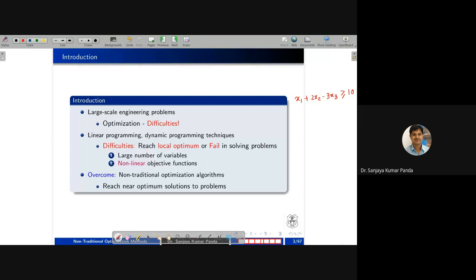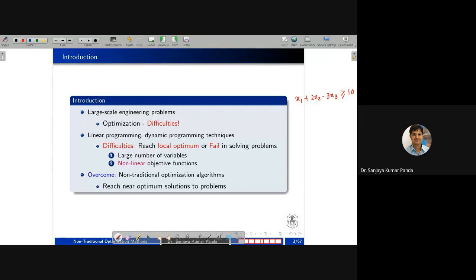But when you go for a large scale engineering problem, you will see the number of variables is quite high. If there are three unknowns, we require a minimum of three different equations to solve that particular set of equations. So when you map to a large scale problem, suppose you are dealing with 100 different variables, it is very difficult for you to solve that problem. That's why the traditional methods like linear programming and dynamic programming techniques fail to solve such complex problems. And the major difficulty with such problems is not only the large number of variables, but the objective function of such techniques is non-linear. So as the objective function is non-linear, it is very difficult to determine the global optimum.